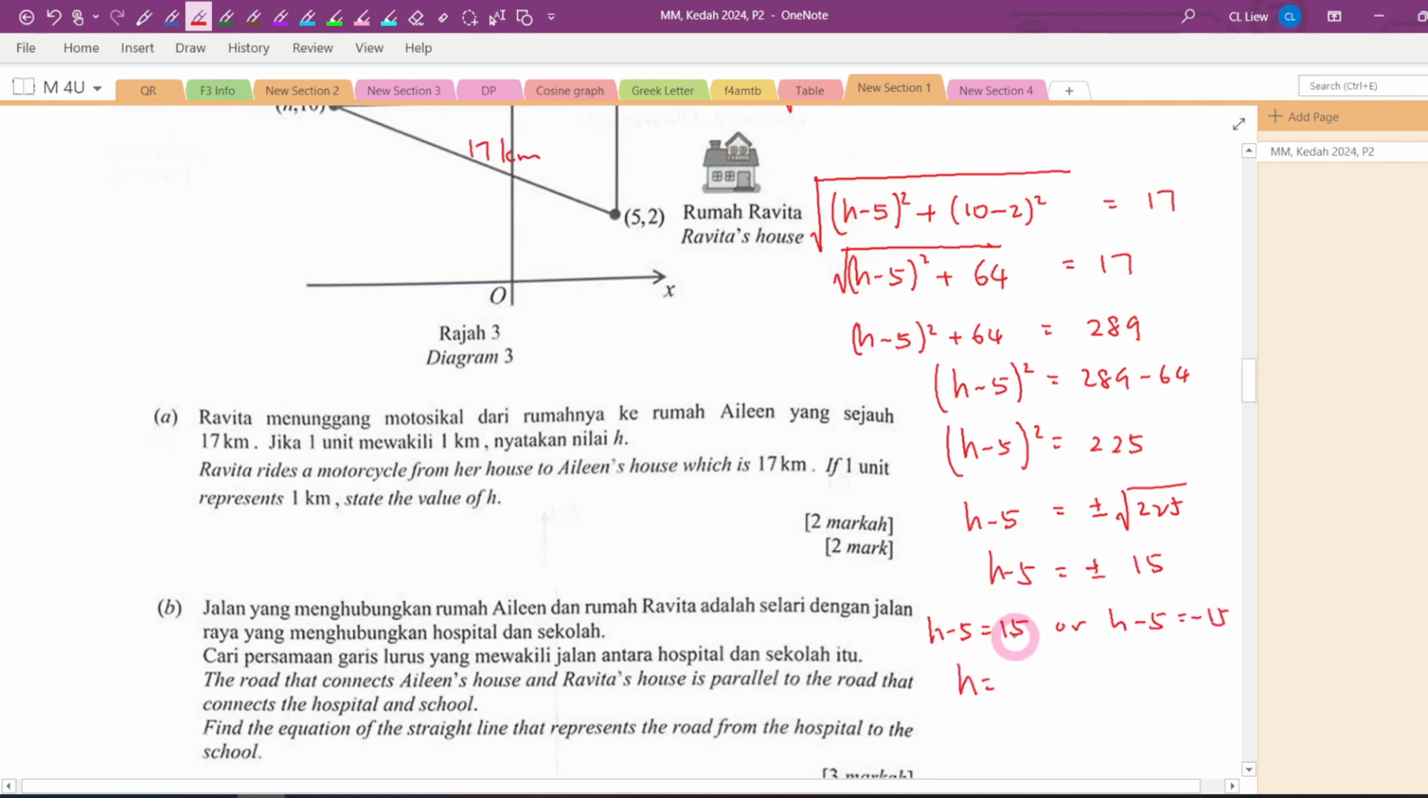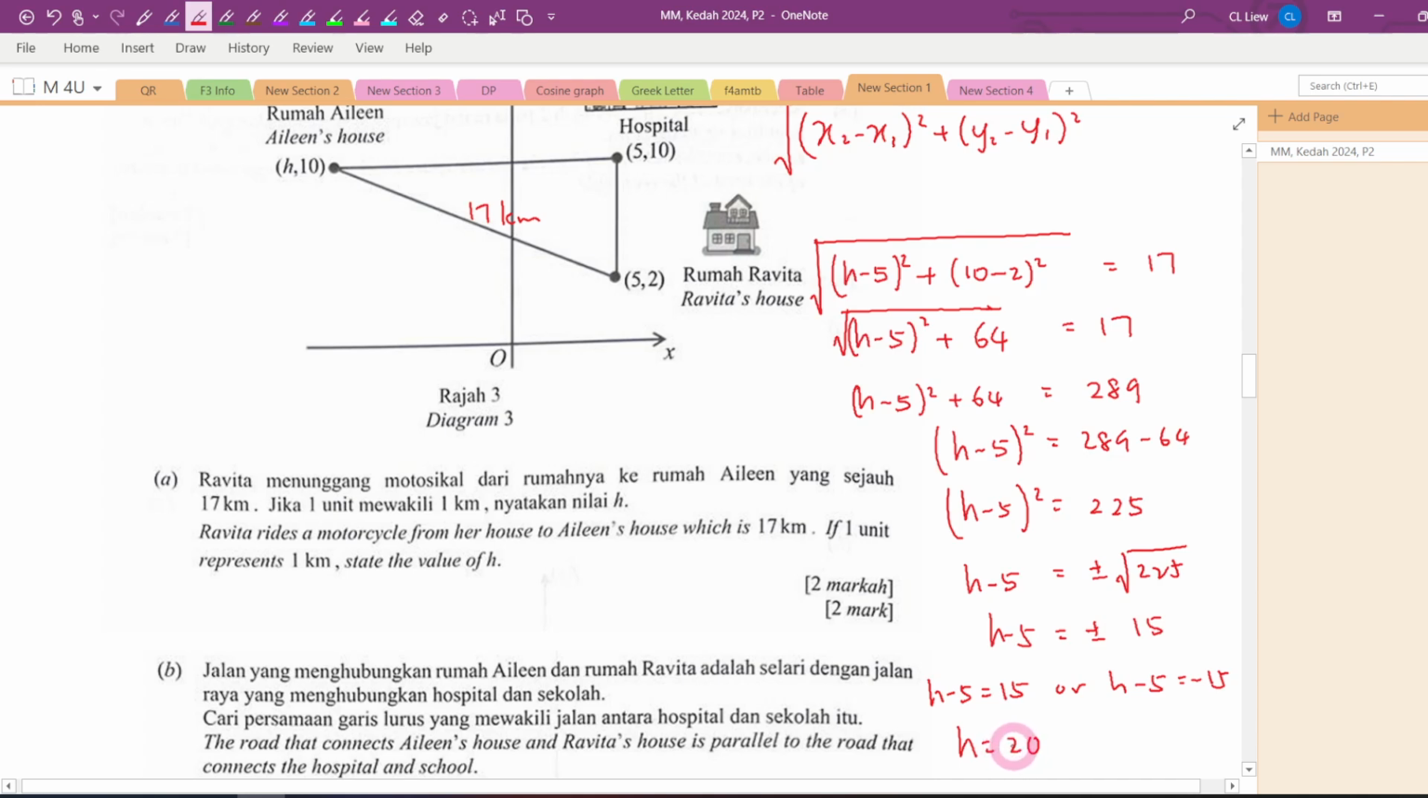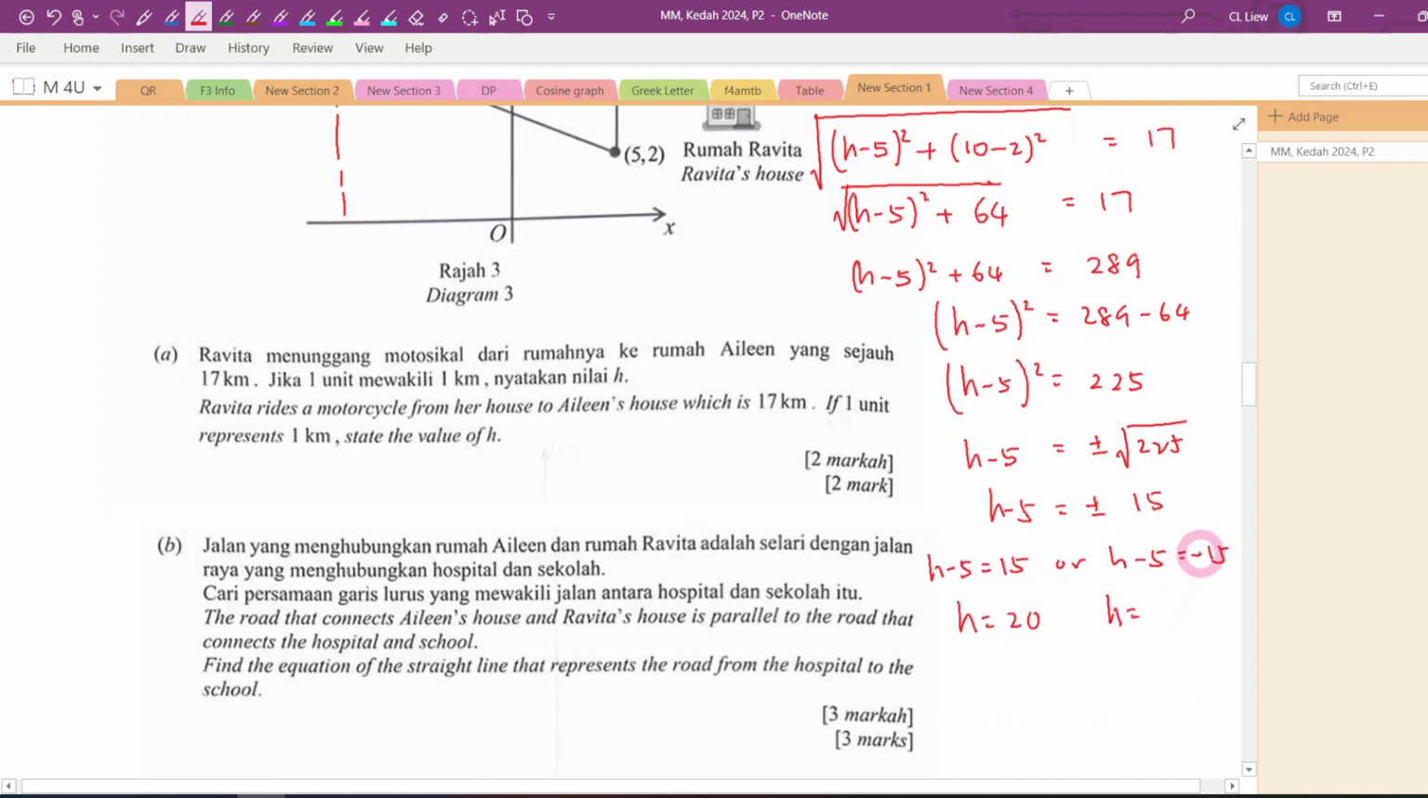So h is equal to 15 plus 5, which is equal to 20. Okay, so we do not accept this one because we know that h is actually over here. It should be a negative number. h is equal to negative 15 plus 5, which is negative 10. Okay, so this is the answer that we are looking for. Not accepted this. Our answer is h is equal to negative 10.